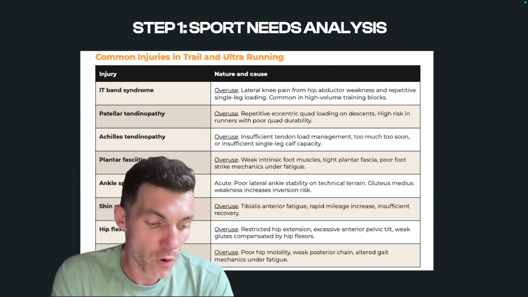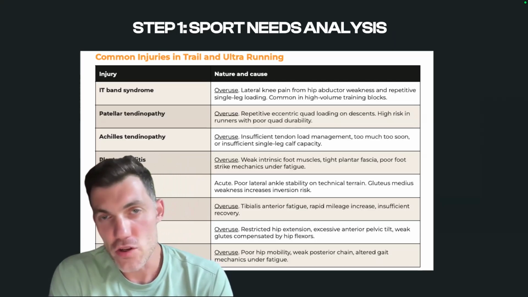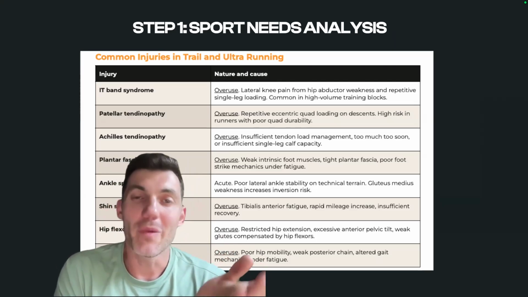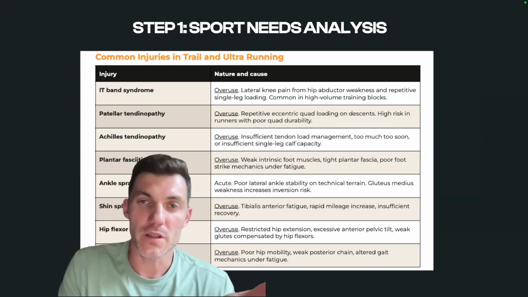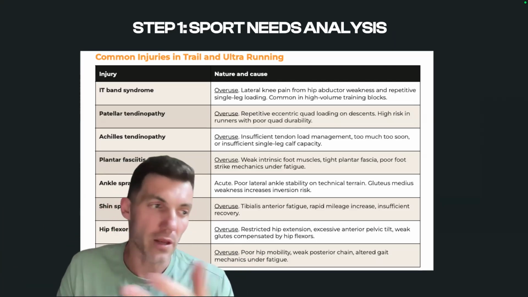So if you're running on road, for example, and you live in a city, I suggest changing your terrain. Don't just run on a road. Run, for example, in a park. Choose softer terrain, or always change your terrain. If you're running constantly on trails, try different terrain.